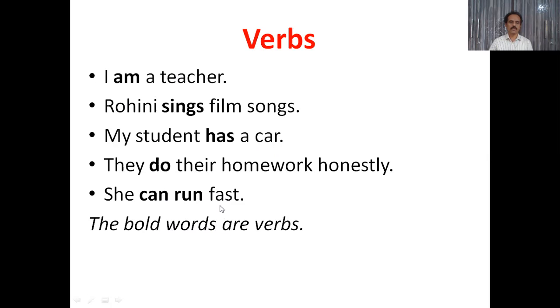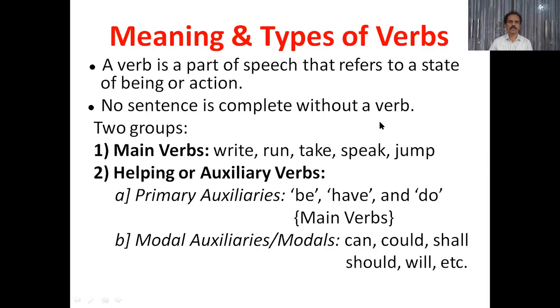The bold words are verbs in these sentences, and these are different types of verbs. Here we have am, sings, has, do, can run. Why or what are these verbs? Let us see in the coming slides. Before going to the different uses of be forms, let us have a look at the meaning and types of verbs. Good, my dear students.